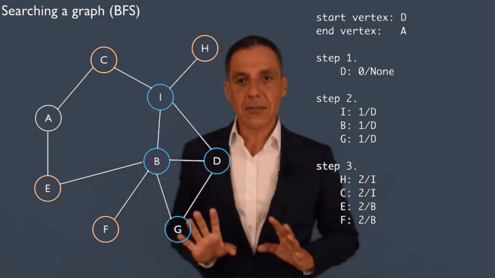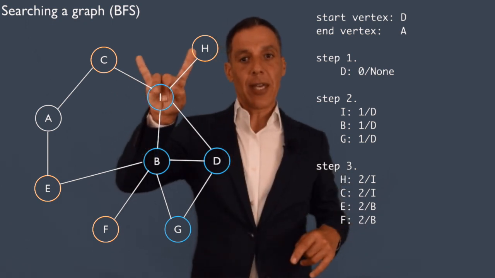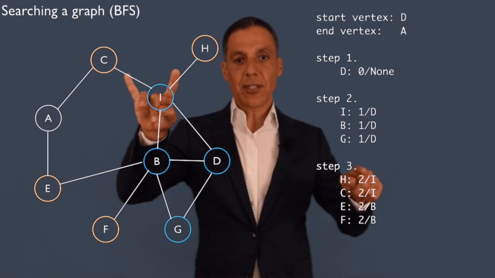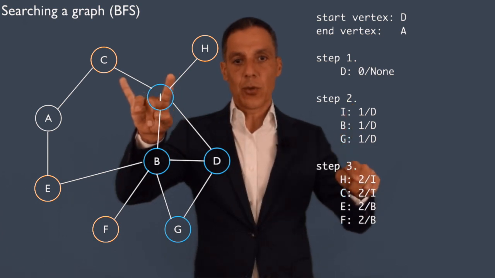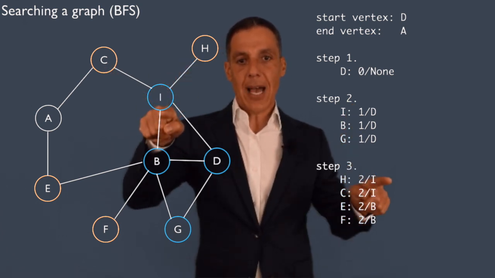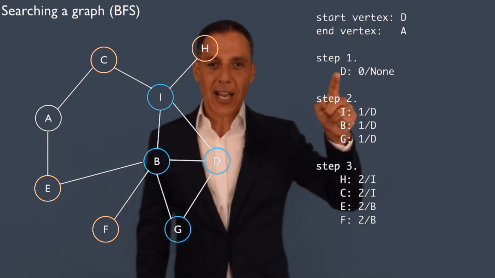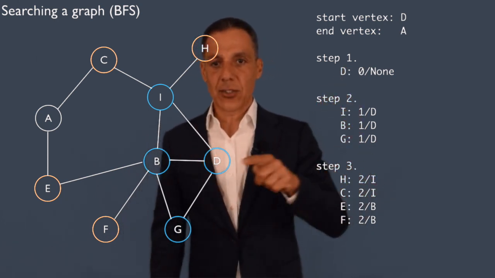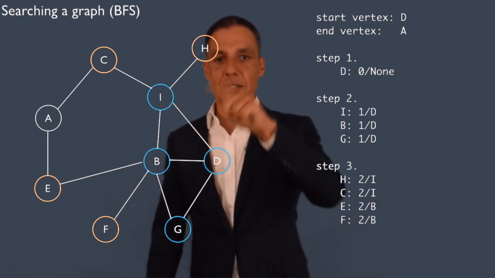So for every step 2, do the same thing. So for C and H, I'm going to increment the length by 1, so from 1 to 2, and I'm going to set the back pointer to be I. So you can sort of see it now. I can go from D to I, and from I to H. D to I to H, and that length is 2.